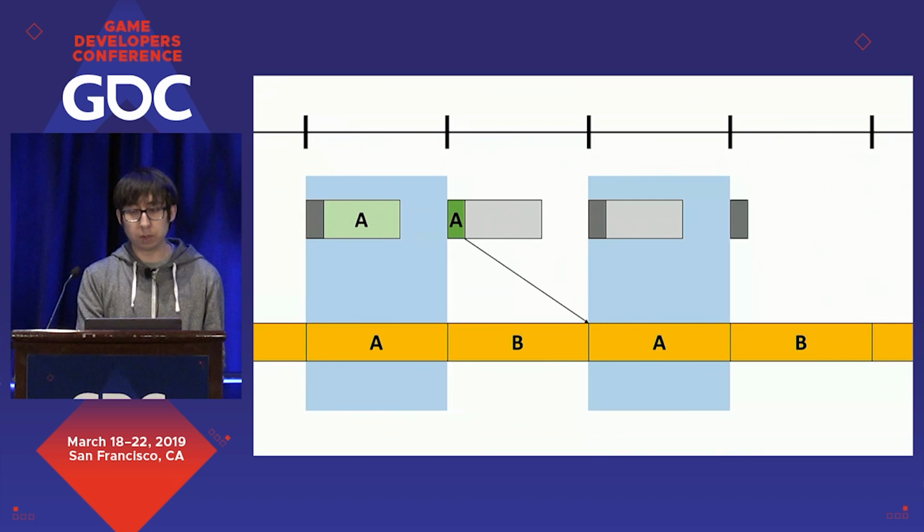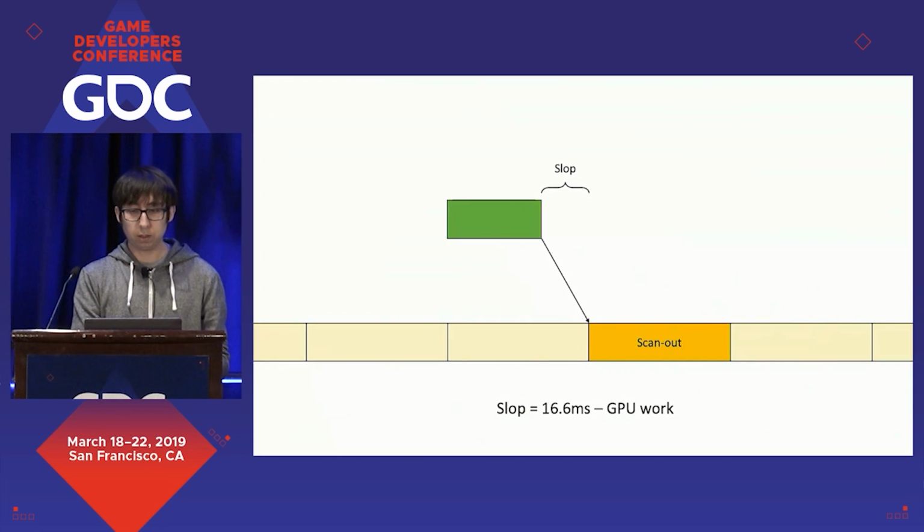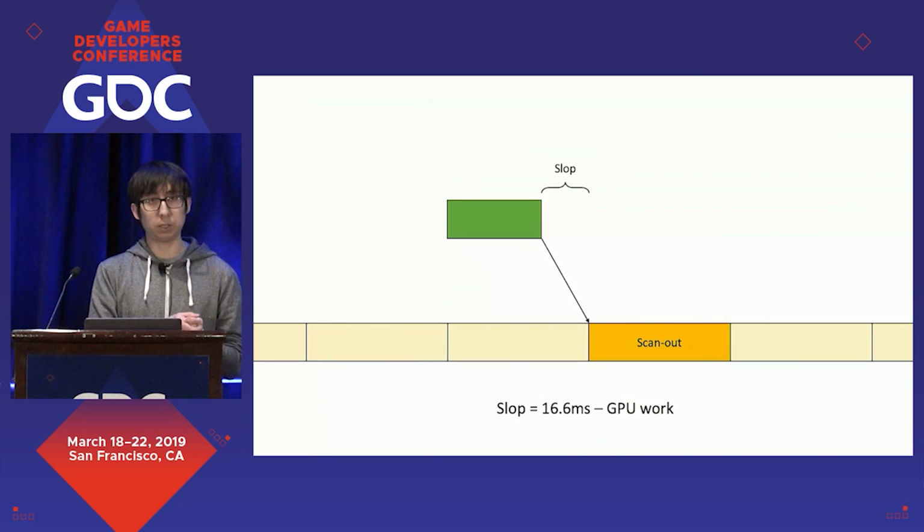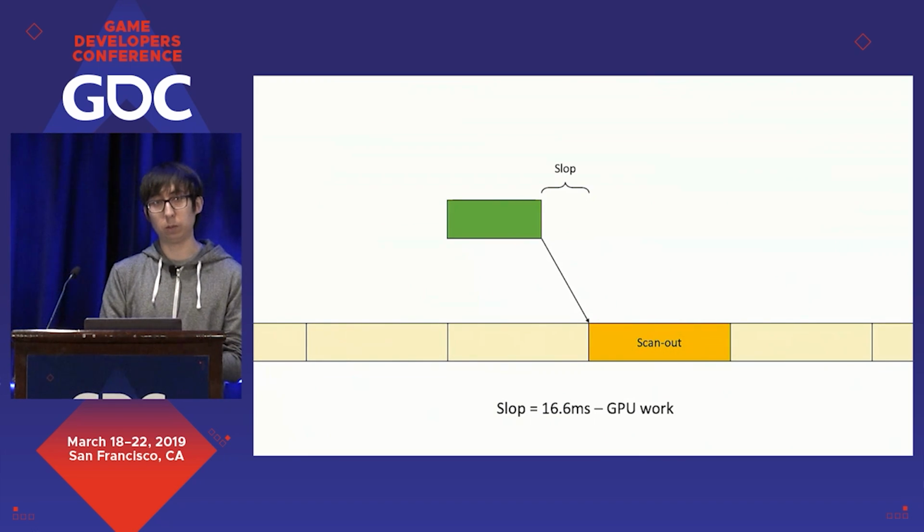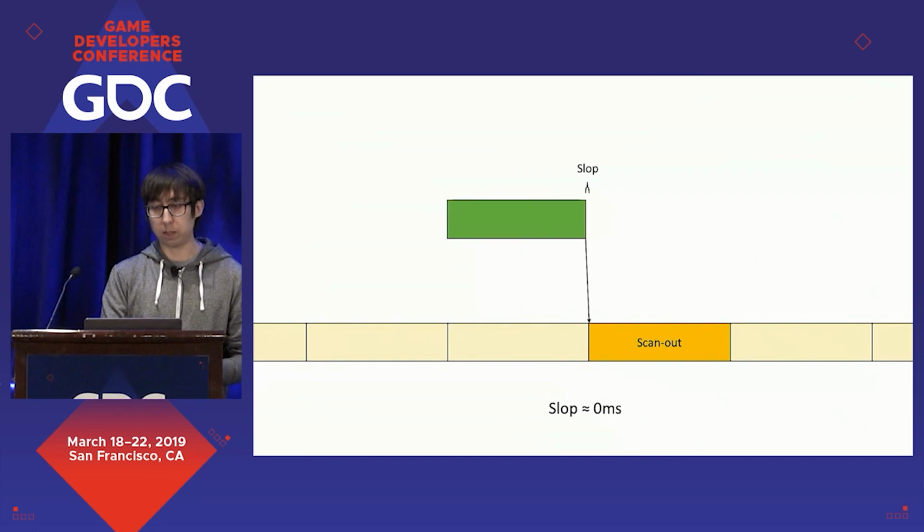So what happens is that everything gets shifted backwards in time. The GPU starts scene rendering as soon as it's done with the last frame, and frame buffer rendering still has to sync with the scan-out, but it gets shifted backwards too. And that makes the slop calculation a little more complicated. Remember that with strict double buffering, slop was just 16.6 milliseconds minus the total GPU work time. And when we had a full GPU workload, that meant slop basically disappeared.